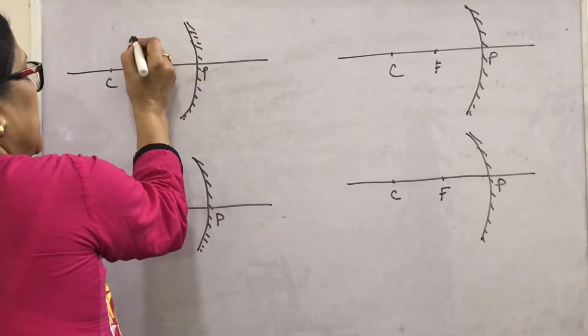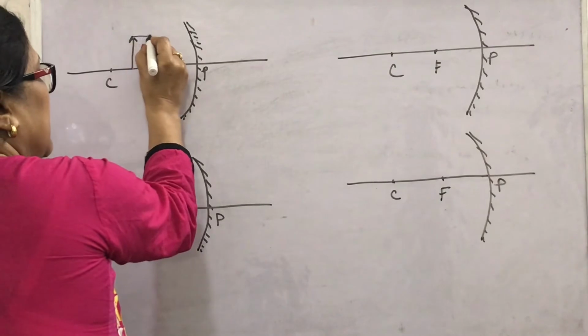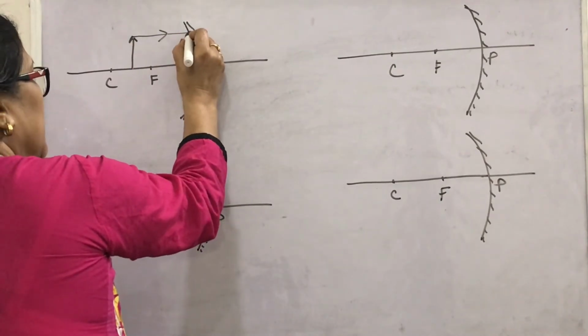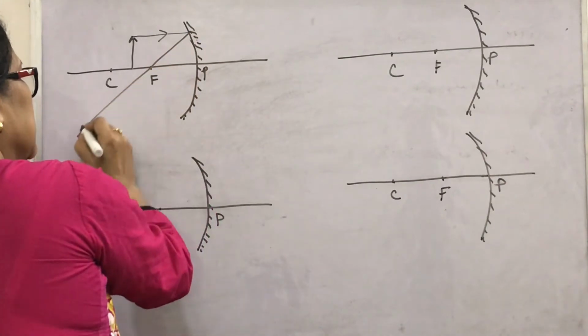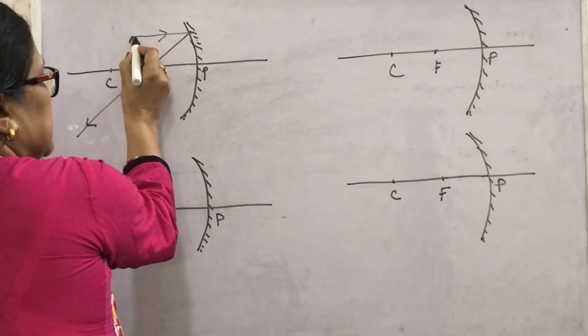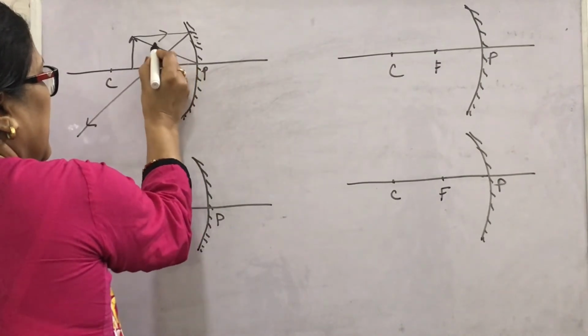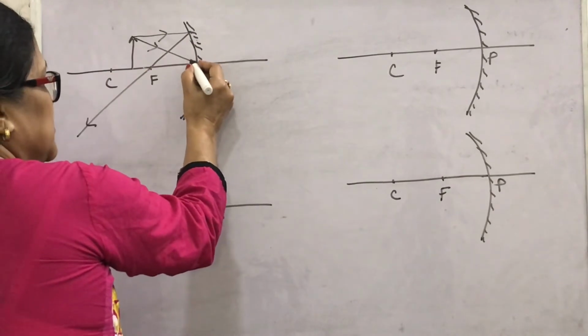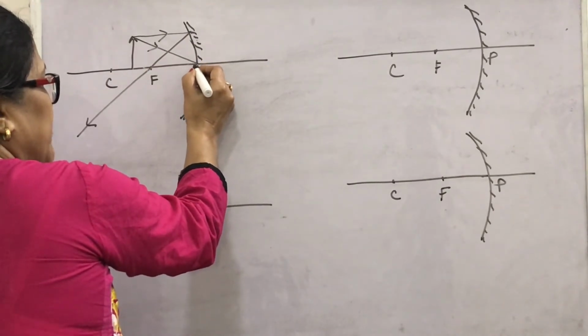What will you draw here? Again, the ray parallel to the principal axis will pass through focus. So you will draw the ray like this. Okay. Same, take the second ray at some angle, and don't forget to mark the arrow. So at the same angle it will be reflected.